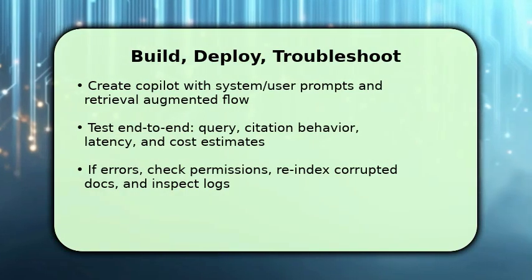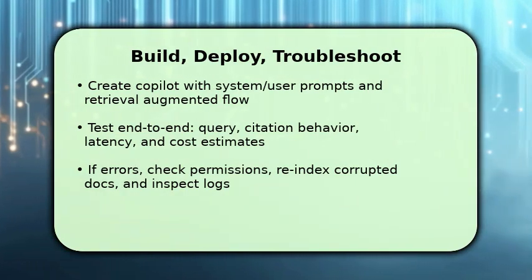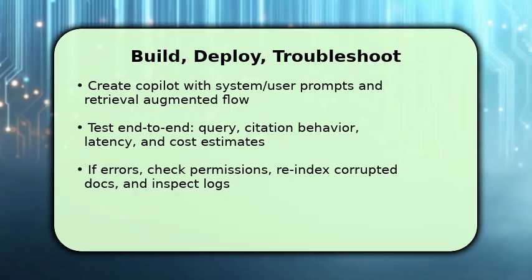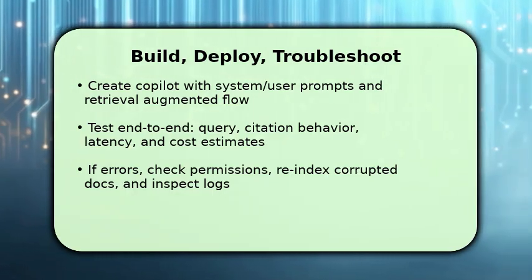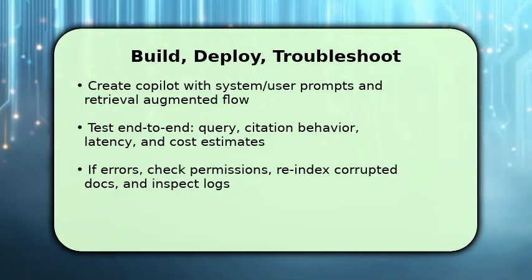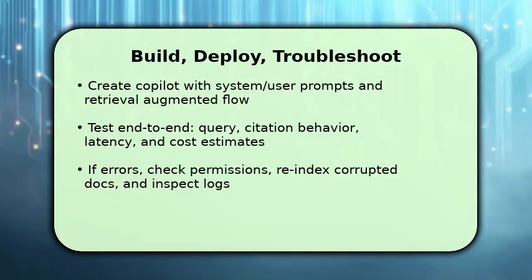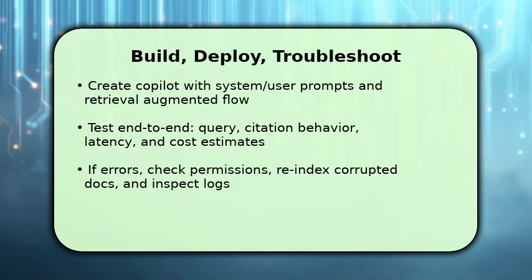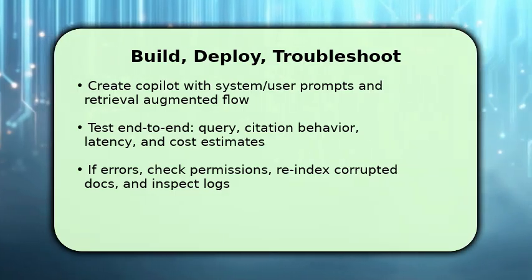Now assemble your copilot. Craft system and user prompts, wire the retrieval-augmented pipeline to use your index store, and set response constraints like max tokens and temperature. Then deploy and test end-to-end, verify that answers cite sources, check latency, and review cost estimates to tune model usage.